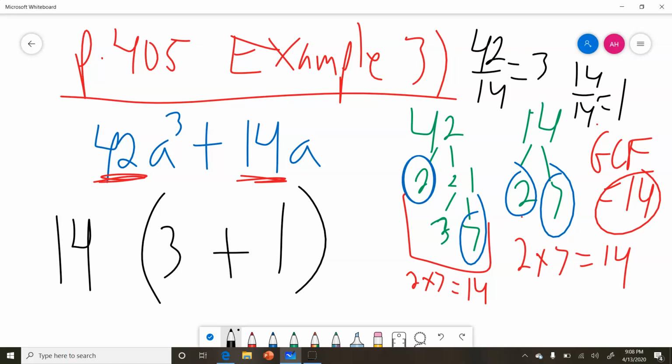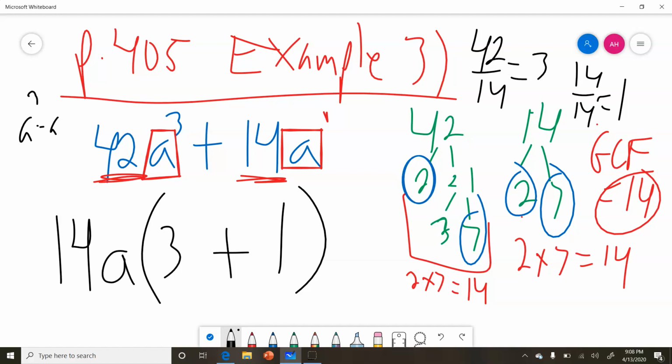Now, I figure out what else can go out when it comes to the variables. Now, let's look at the a. How many are there? 3. How many are here? 1. So what do they have in common? They have 1 in common. So I write that 1 right there. There's the 1 in common. Now I do a cubed minus a.